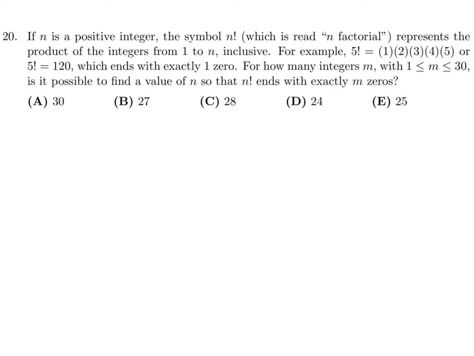If n is a positive integer, the symbol n factorial represents the product of the integers from 1 to n. For example, 5 factorial is 1 times 2 times 3 times 4 times 5, or 5 factorial is 120, which ends in exactly 1 zero. For how many integers m with m between 1 and 30 inclusive is it possible to find a value of n so that n factorial ends with exactly m zeros?